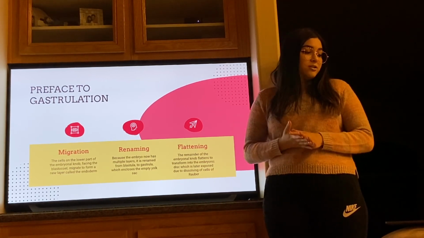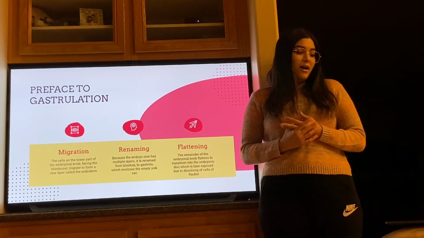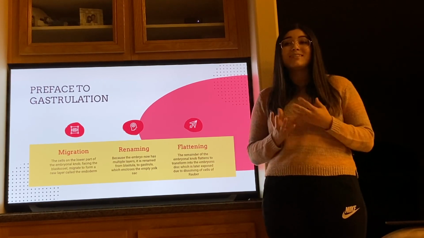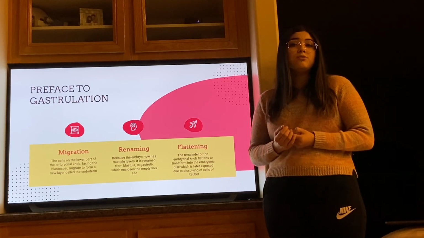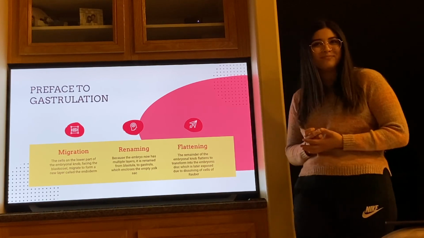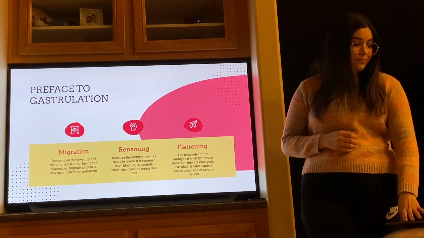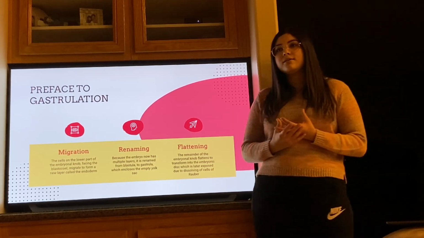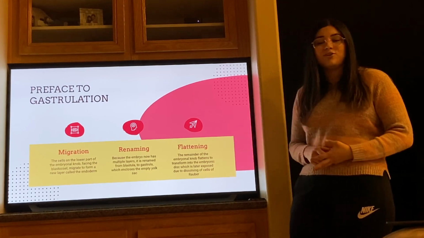So the migration of the cells on the lower part of the embryonal knob, facing the blastocoel, which is that cavity inside of that mammalian blastula that's empty. Those will migrate, which will create a new layer called the endoderm. That endoderm will protect that ICM from the blastocoel. It also goes through the renaming because the embryo now has multiple layers. It's not called a blastula anymore, it's called a gastrula, now that we are in gastrulation.